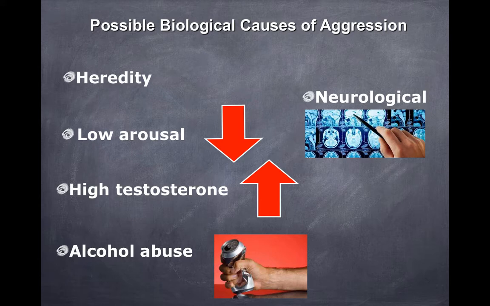There is also a neurological explanation for aggression. Some brain tumors and other neurological diseases and disorders have been linked to aggressive behavior. And we may know many people where alcohol abuse is a factor: people who are intoxicated commit the majority of murders and most of the violent crimes in North American society.